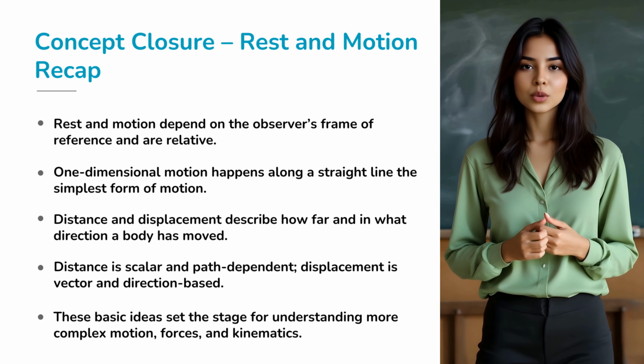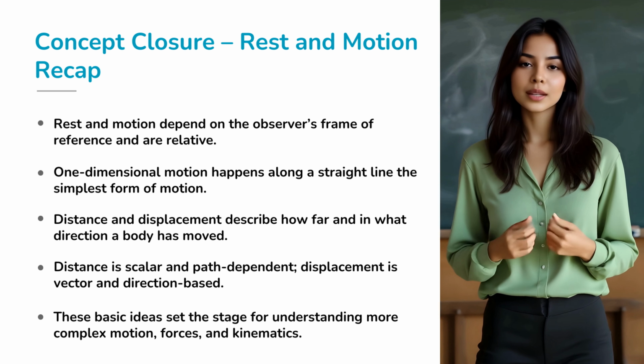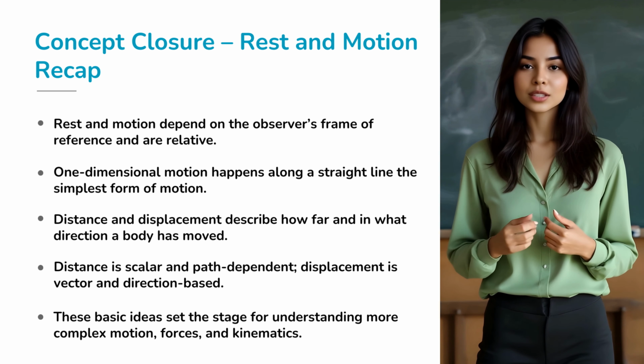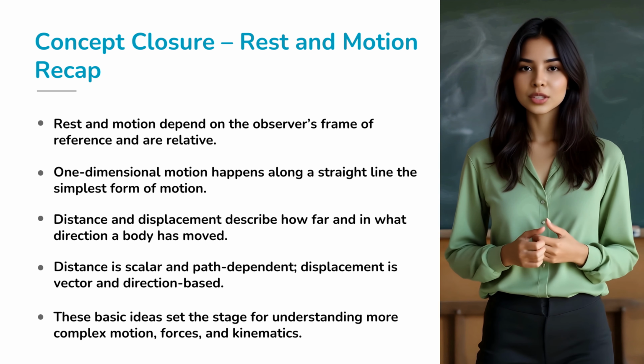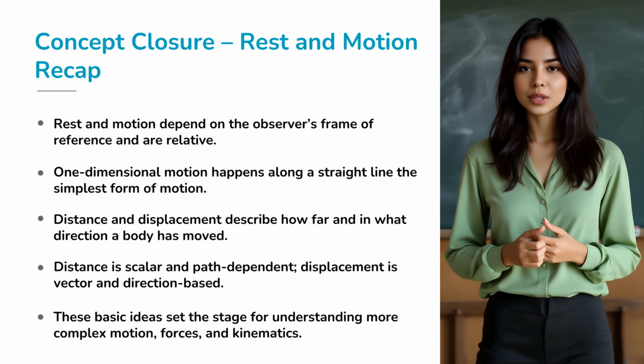Let's quickly go over what we've learned today. Motion and rest are not absolute. They depend on the observer's perspective. A body at rest doesn't change its position with respect to surroundings. A body in motion does. One-dimensional or straight-line motion helps us understand more complex types of movement.